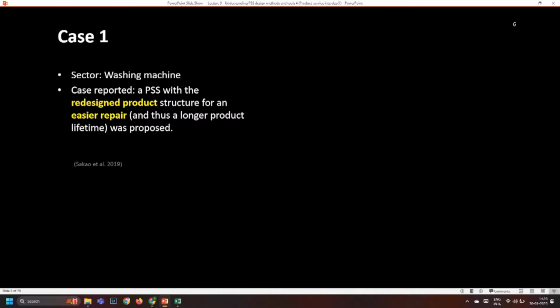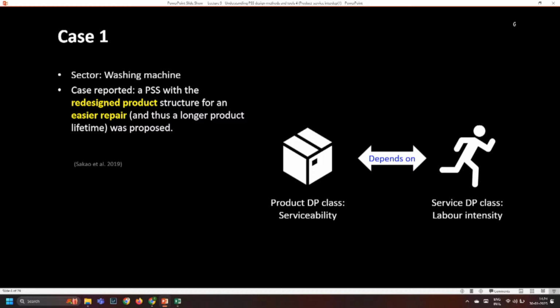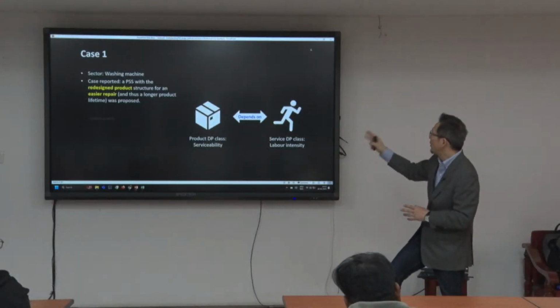So, according to a certain research work, a washing machine was used in the PSS context, and the washing machine was redesigned for an easier repair. So this is an example I think we have touched upon in the course so far. And we see dependencies. Product, in this case the washing machine, depends on the service, in this case repair. And the repair performance depends on the product design. So therefore, the direction of the dependency is bidirectional, okay?